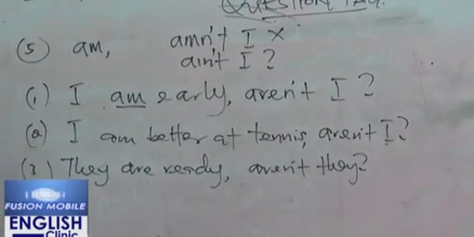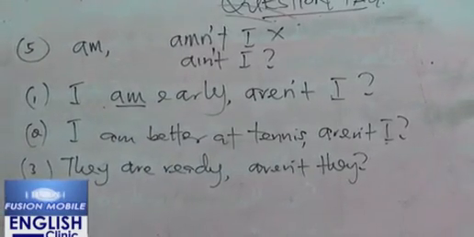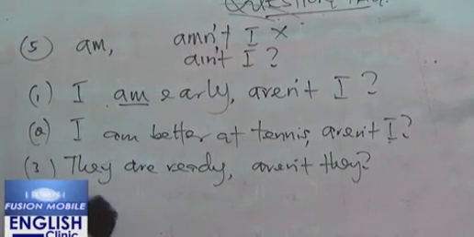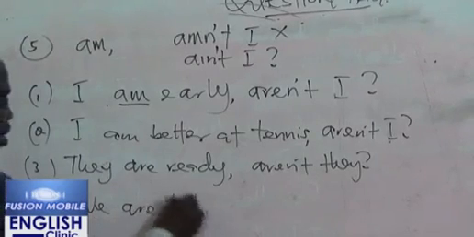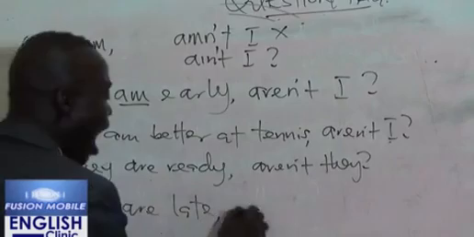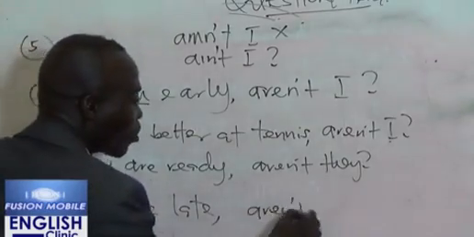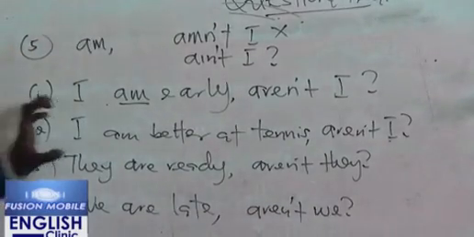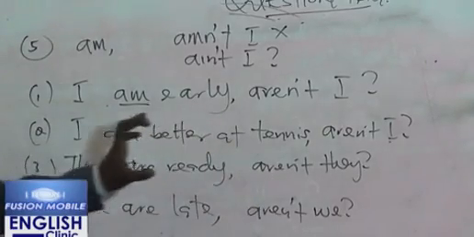They are ready. Aren't they? Another example. We are late. We are late. The tag will be what? Aren't we? So, when do we use the auxiliary verb aren't?